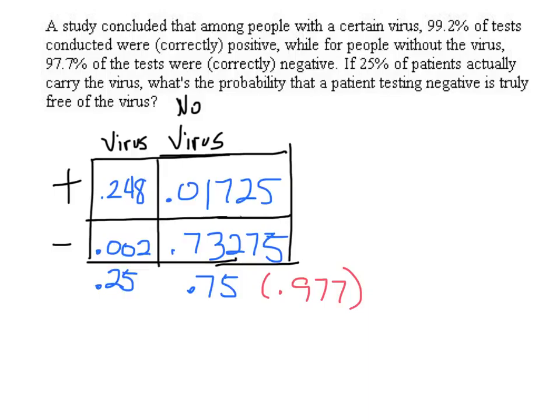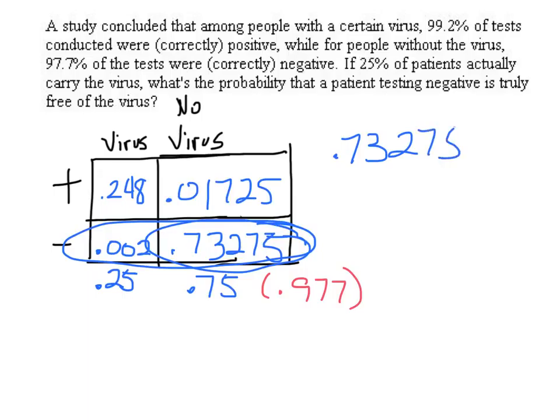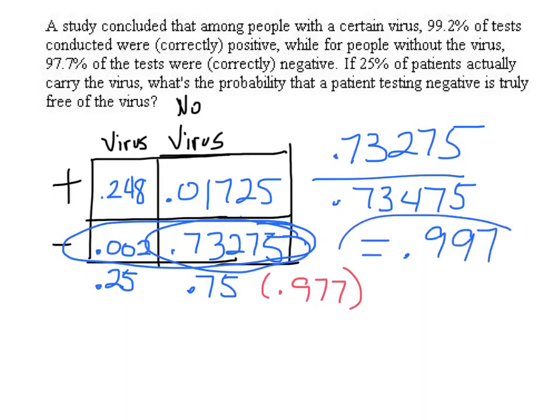Okay, so the question is, what's the probability that a patient testing negative, so we're down here, is truly free of the virus? Okay, so we want them to actually have no virus. That's our positive result. So probability is favorable outcomes out of total, and when we add those two together, we're going to get 0.73475. And divide, I get 0.997 to the nearest thousandth.